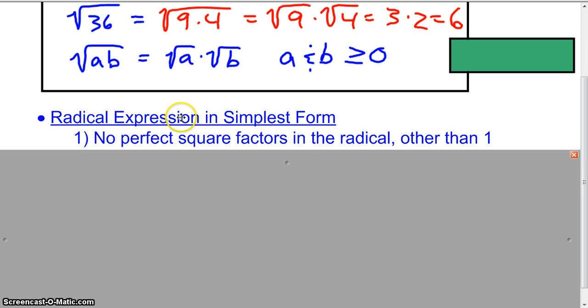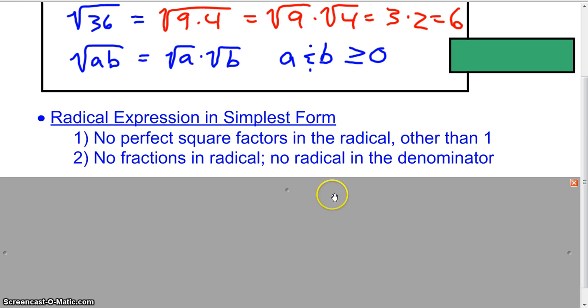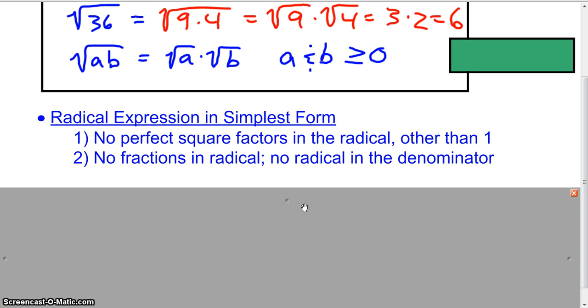And there's another rule for a simplest form radical. You are not to have fractions in the radical. You're not to have a radical in the denominator. So you may have a fraction that has a radical, but it has to be only in the numerator. We're going to see that in our samples coming up.